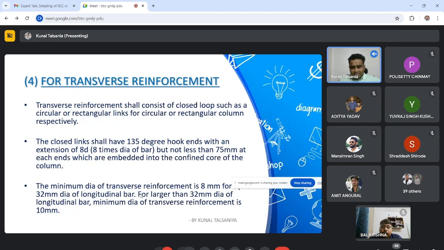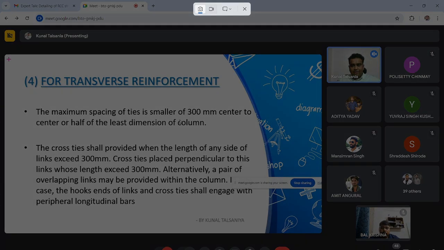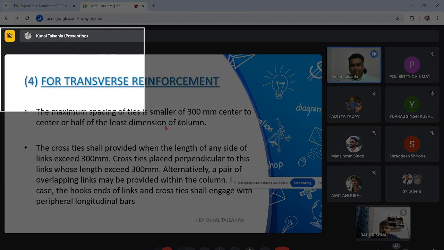The minimum dia of transverse reinforcement is 8 mm, okay, for up to 32 dia of longitudinal bar. For longitudinal bars larger than 32 mm dia, the minimum dia of transverse reinforcement is 10 mm. If you are using 40 mm dia longitudinal bar, then you have to go with 10 mm. For transverse reinforcement, the maximum spacing of ties is the smaller of 300 mm center to center or half of the least dimension of the column.